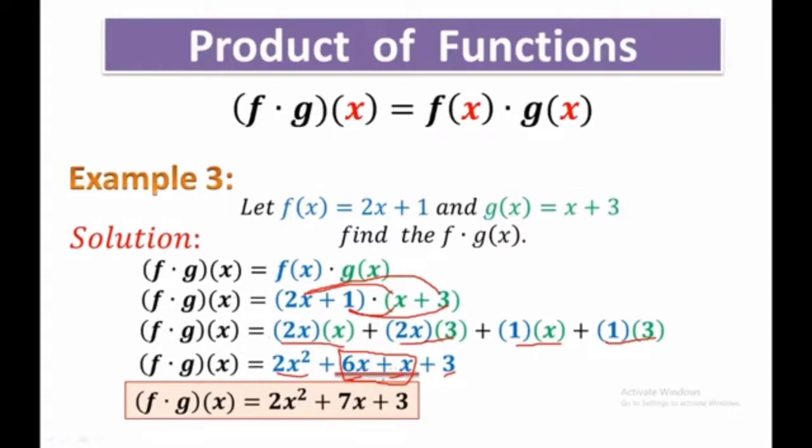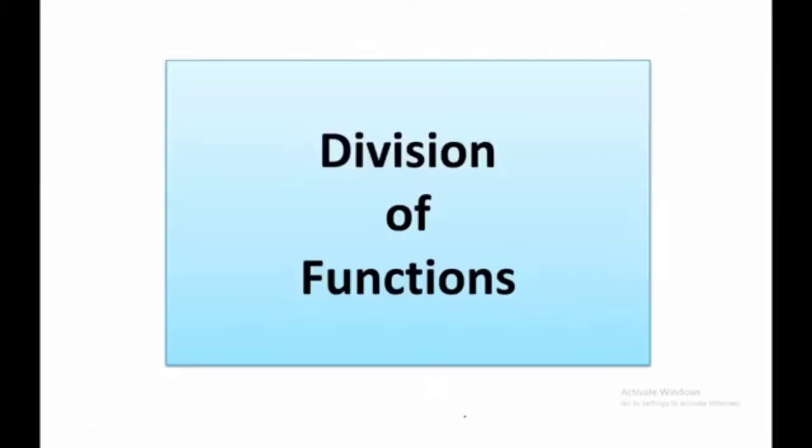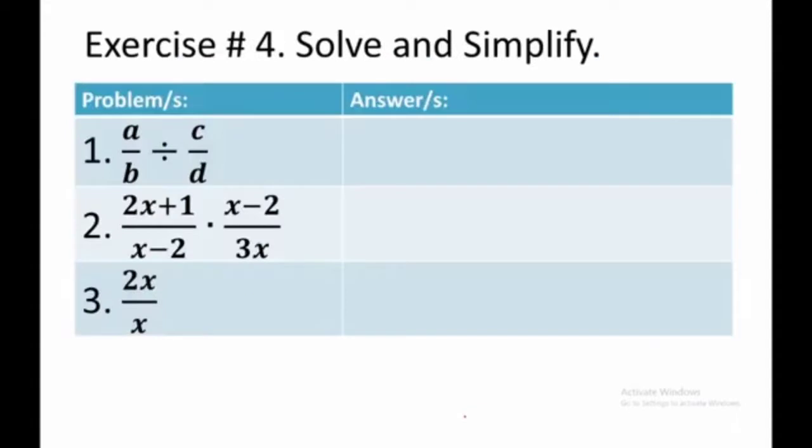So the product of the two functions here in our example number 3, the f of x is equivalent to 2x plus 1 and g of x is equivalent to x plus 3. Their product is equal to 2x squared plus 7x plus 3. So that is the product of functions. Now let us proceed to the division of functions. To start, let us have the exercise number 4.